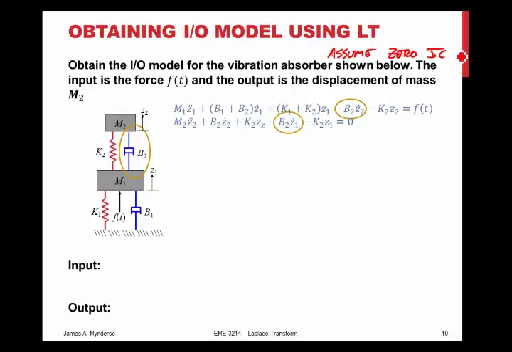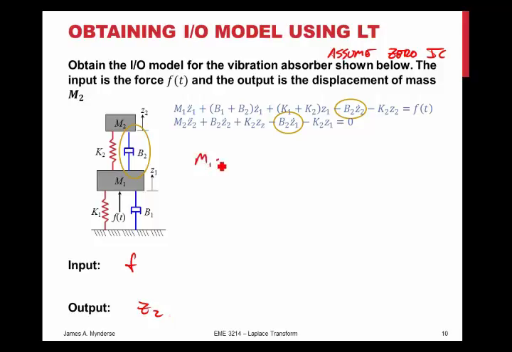And in this case, I know that the input is the force which is causing it to vibrate. And the output is Z2, the upper mass. I want to know that the upper mass has relatively small motion for this whole thing. So this could be like a shock absorber system. So if I want to do this, I can start by taking Laplace transforms of both of these.